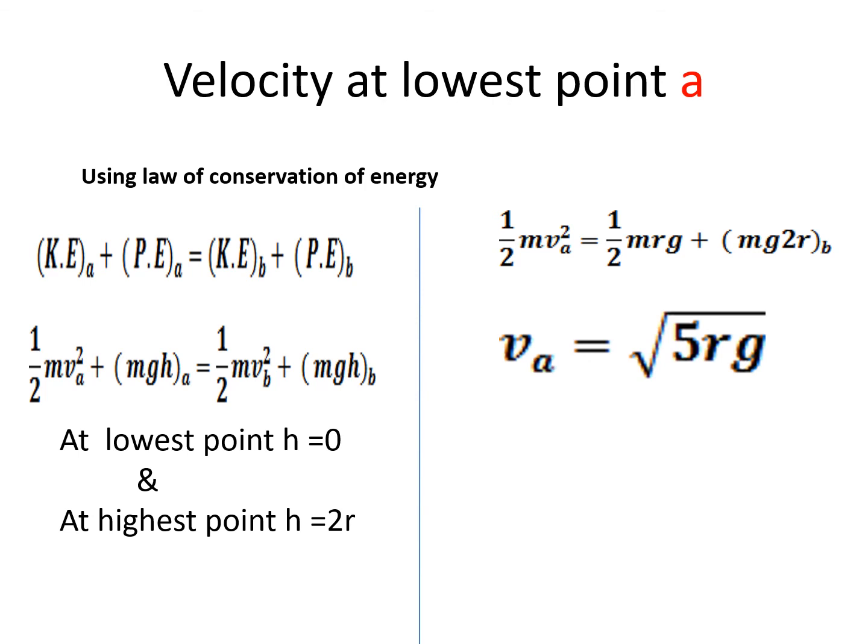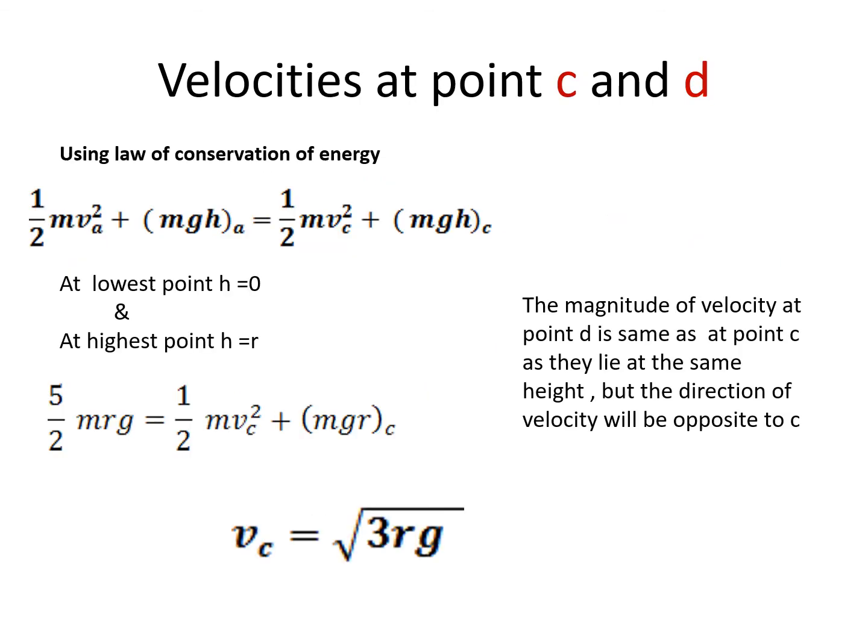So if I substitute h is equal to 0 at point A and h is equal to 2r at point B, I get half mv_A square is equal to half mrg plus mg times 2r. Multiply the equation on both the sides by 2, we get mv_A square is equal to mrg plus 4mgr. m gets cancelled on both the sides and velocity at point A is equal to under root of 5rg. Let us try to calculate the velocities at point C and D by using the law of conservation of energy.